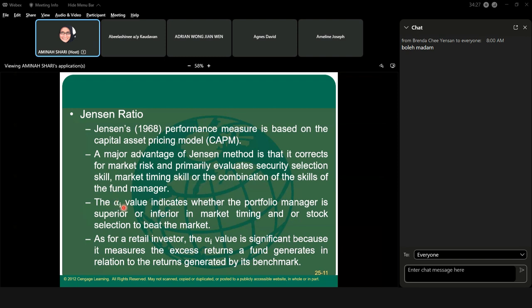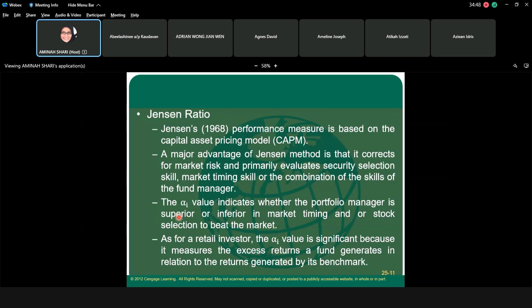This is considered the alpha value. Alpha value indicates whether the portfolio manager is superior or inferior in market timing or stock selection to beat the market. What differentiates Sharpe, Treynor and Jensen is this one, the alpha value, because the others don't have an alpha value. But the Jensen ratio has an alpha value. The alpha value will determine whether the mutual fund can beat the benchmark or not.